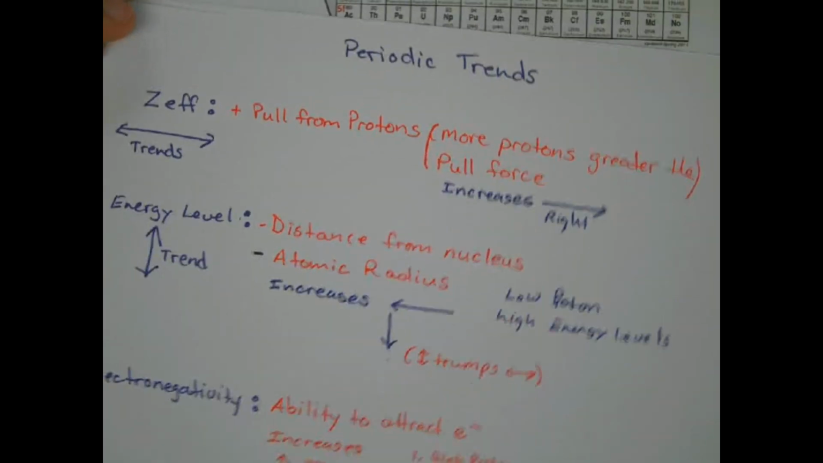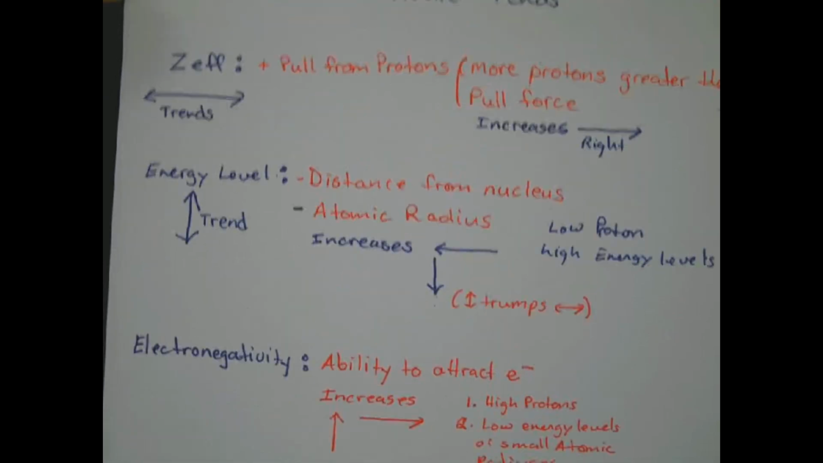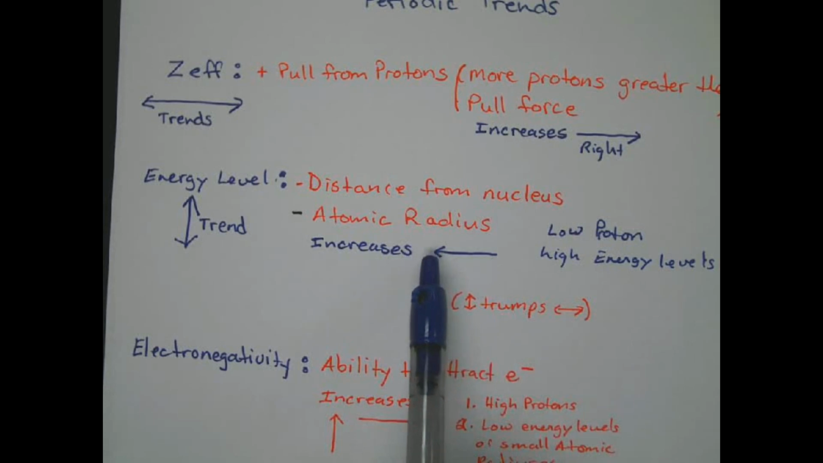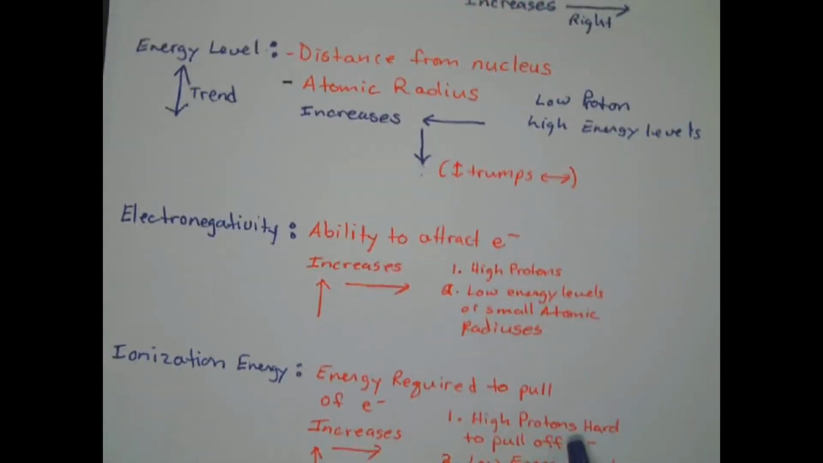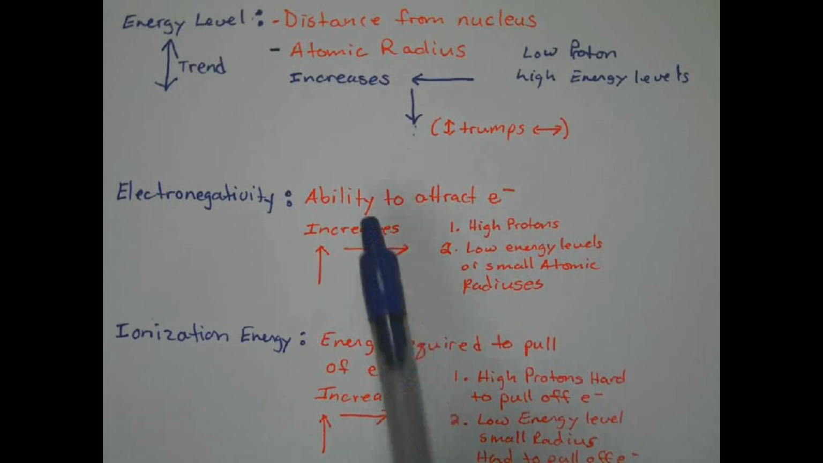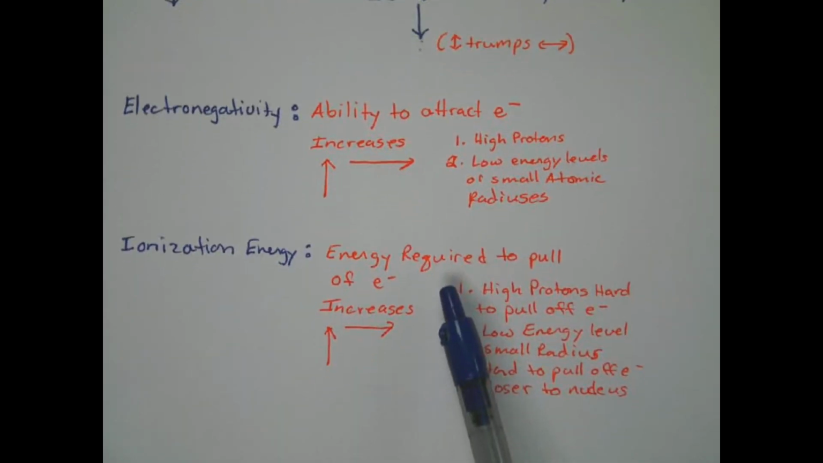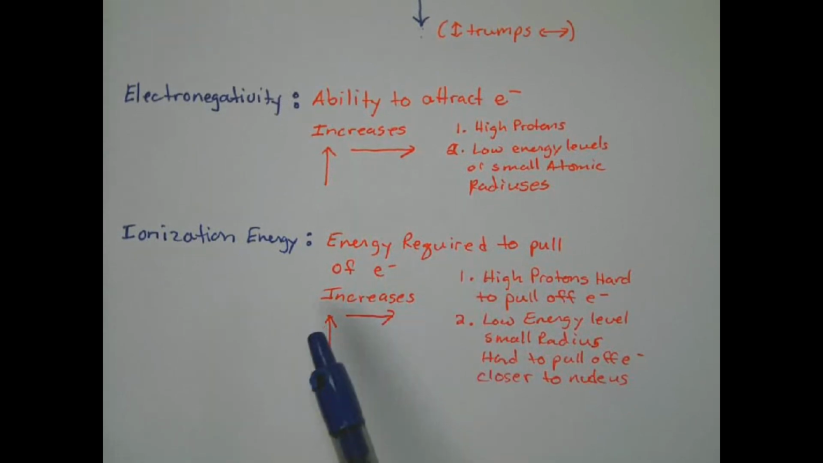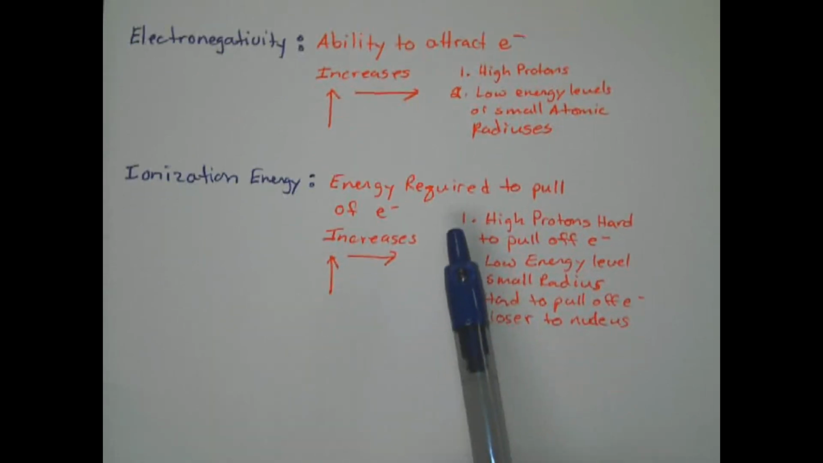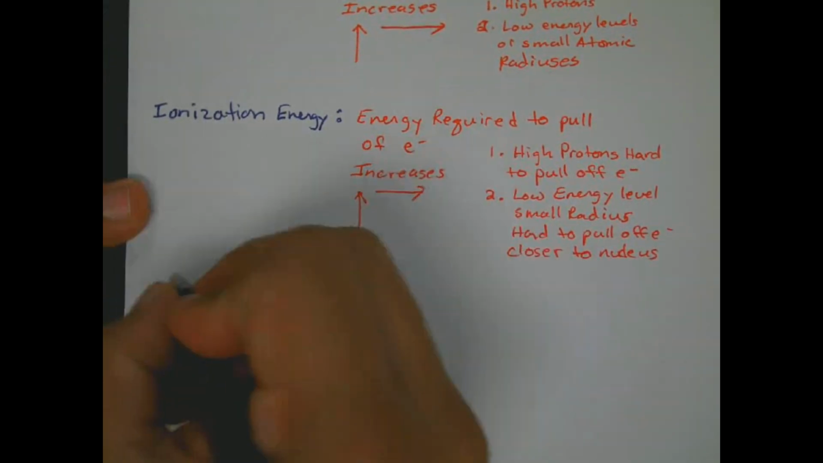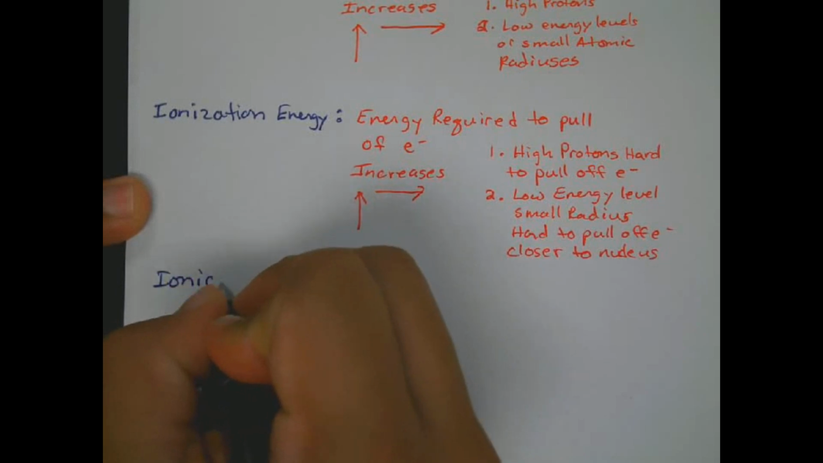So, let's do a quick recap on all the periodic trends. We're going to come back here. We have atomic radius. It increases as you go left and down. We have electronegativity. It increases as you go up and to the right. And we have ionization energy, and it increases as you go up and to the right. And finally, the last one we can add to this is what? Ionic radius.